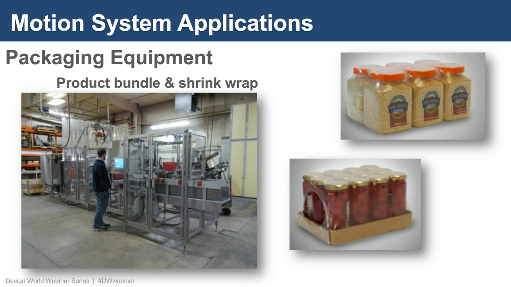You can see here some examples where bundles of 6 or bundles of 12 products are placed on a cardboard flat and then shrink wrapped. That type of work is done at the end of a production line using a packaging machine. So in this case, we're going to use this example of this packaging machine. It does bundling and shrink wrapping. And you can see how big it is.